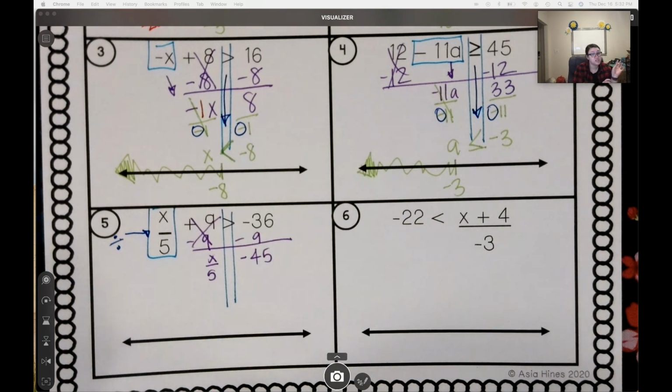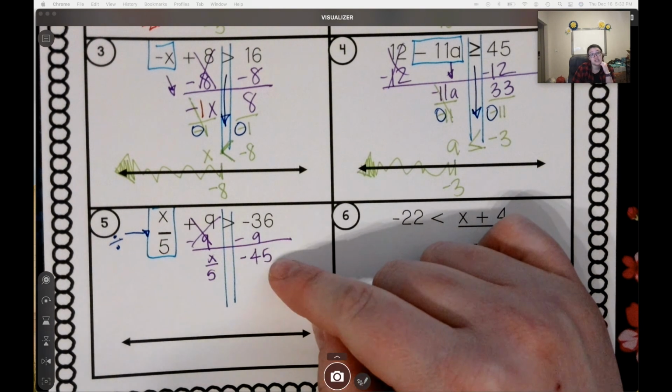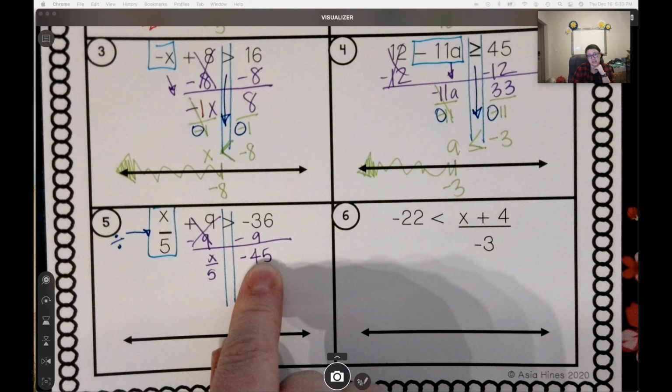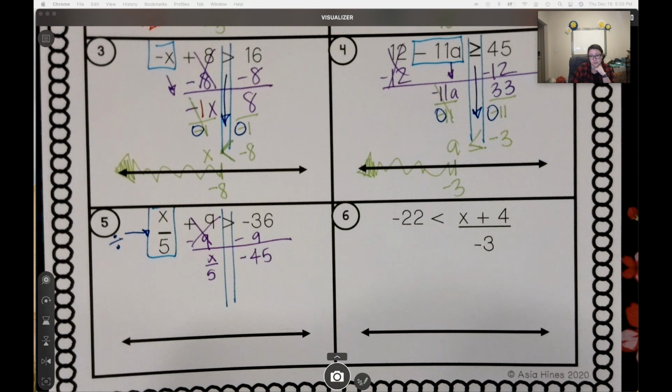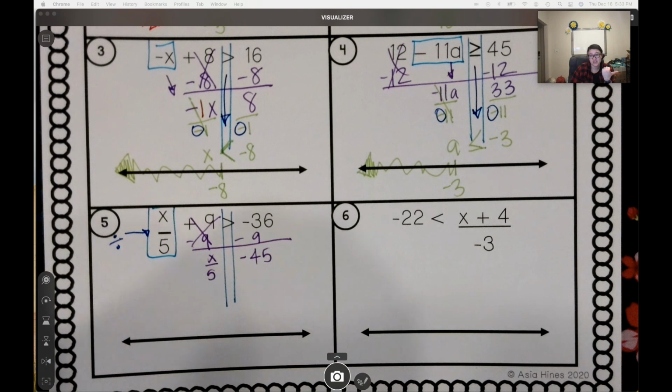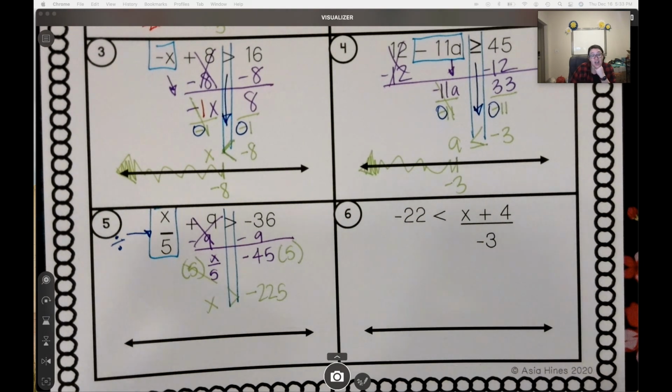So the first part, just subtracting by 9 on both sides. Negative 36 minus 9 is a negative 45. Be careful. Double check your work before you keep playing to see if you get the whole thing right. And again, x and 5, those are division. The inverse, the opposite, is multiplication. So you should be multiplying both sides times 5. You should end up with x is greater than negative 225.